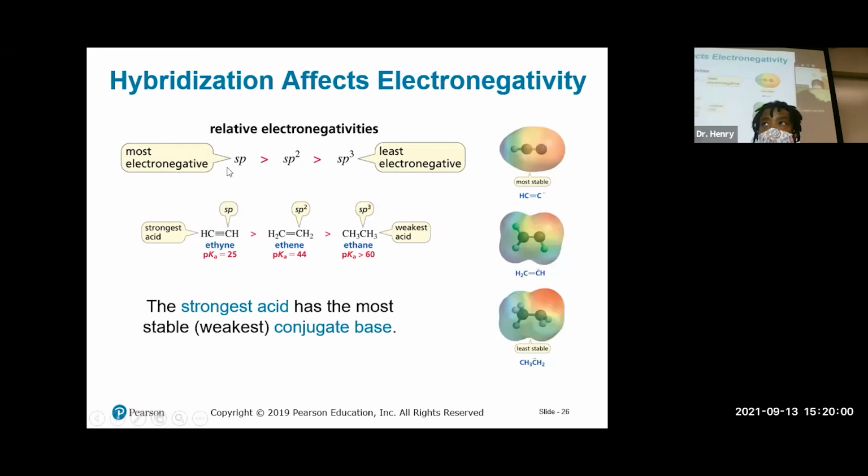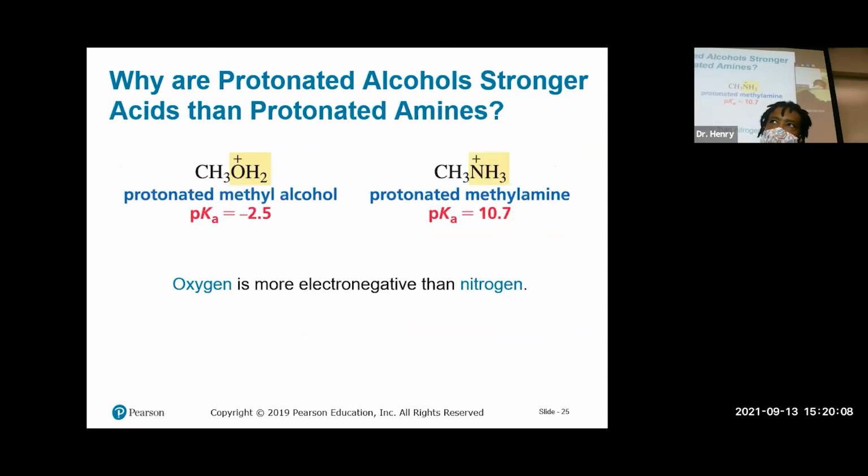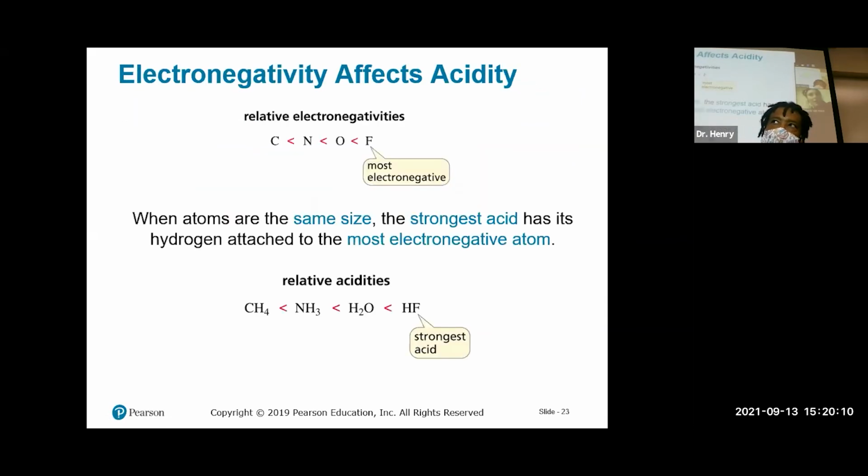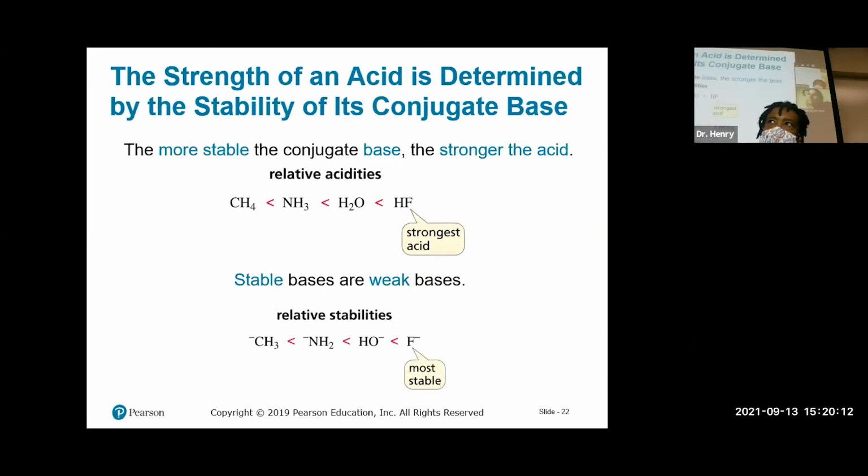If it's sp, it's going to be more electronegative than if it's sp2, than if it's sp3. Oh, let's take a look at that. Wait a minute. Hold on. sp. Okay, let's do this. What is this guy? I'm trying to circle. I'm just circling it on my screen. It's just not doing it right now. So, okay, this guy. Can you guys see the little red dot?